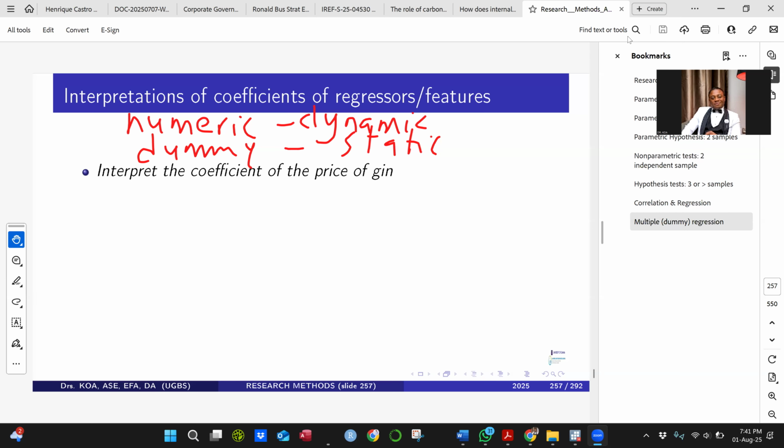Now, because it's a dummy variable, you got to interpret it as a static variable. In other words, it's not moving. It's not rising or falling. So the way you interpret a dummy is different from the way you interpret a numeric variable. Let's look at the coefficient first of all. The coefficient of religion Muslim is negative 23.01, correct to 2 decimal places.